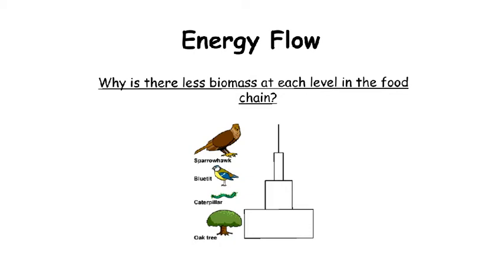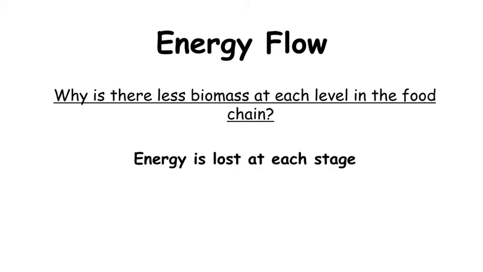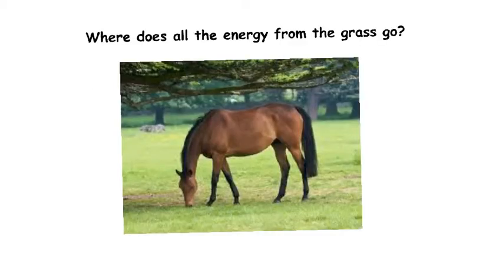There is always less biomass at each stage as we go through the food chain, but why? It is because energy is lost at each stage in the food chain. But where does the energy that is lost go?